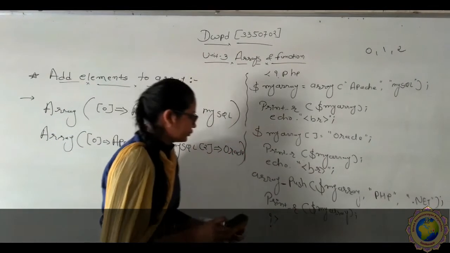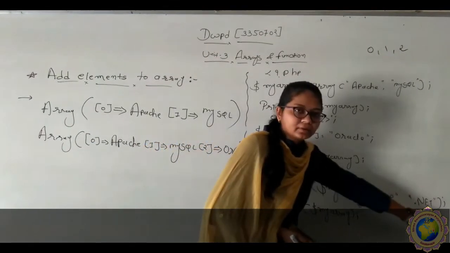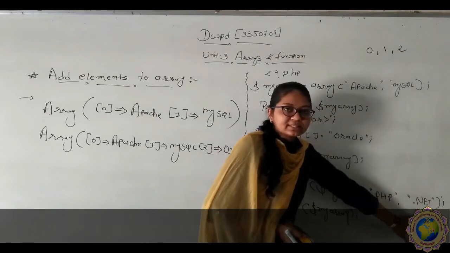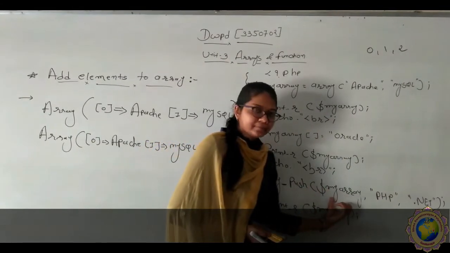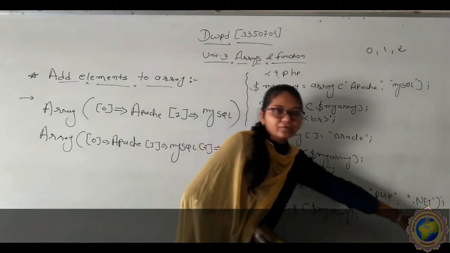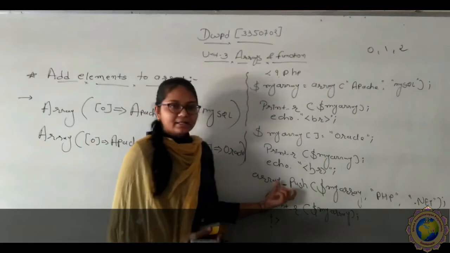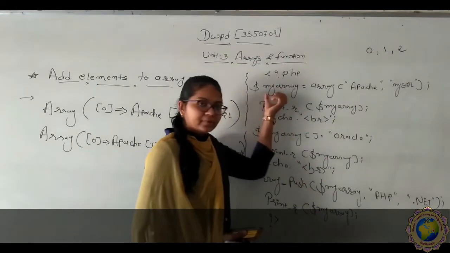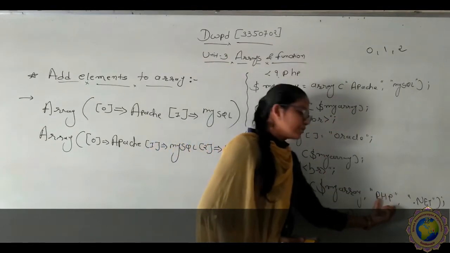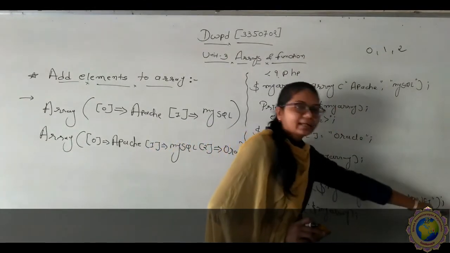Then use the push function for adding two elements. As per the rules, in the syntax of the array push function, you must declare the array name and then give value 1, value 2, value 3, and so on. So here I declare my array as the array name, then give the value PHP as 1 and then give the value .NET as 2.